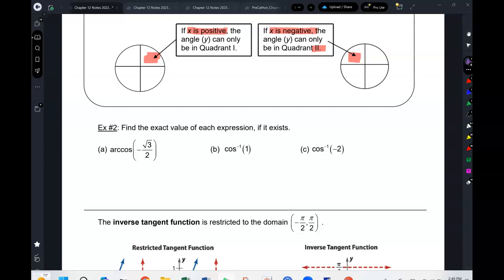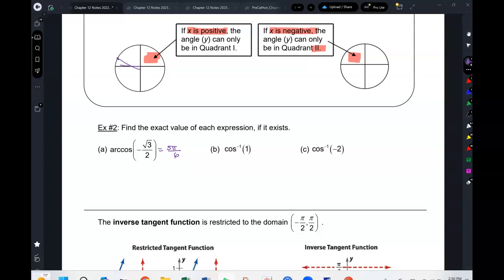What angle intercepts the circle at a point such that the x value should be negative root 3 over 2? Like you're going over all the way there, right? 5 pi over 6. That's going to be this one because you're going all the way over there, right? So 5 pi over 6, because at 5 pi over 6, the x value is negative root 3 over 2. You have to go all the way to that side. So that would give you 5 pi over 6.